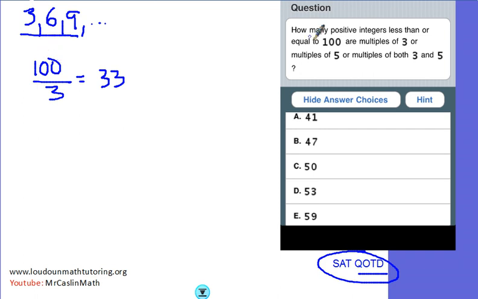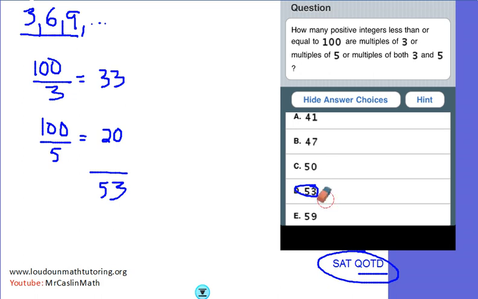Right? So let's use the same logic for multiples of 5. You've got 5, 10, 15, etc. You can find those quickly by 100 divided by 5 means there's 20 unique numbers that are multiples of 5 that are less than or equal to 100. Right? Add these together, you get 53. Now, that's one of the answers here, but be careful. SAT will put on here the most common mistakes that are made.